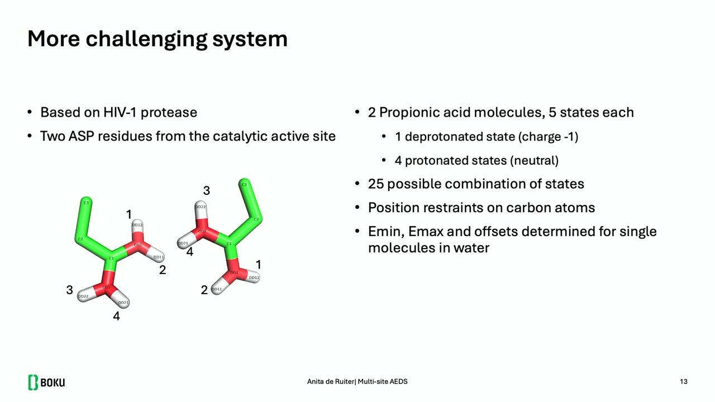So we have basically 2 aspartic acids based on the conformation that was found in the HIV protease. But we are really still in water. So these are just these 2 molecules in water, and we have positional restraints on the carbon atoms here. We're going to sample 5 states for each, so it can be completely deprotonated, or it has a hydrogen on one of these 4 points. So here we have really 25 possible combinations of states. And again, the Emin, Emax, and offsets were determined for a single molecule in water.